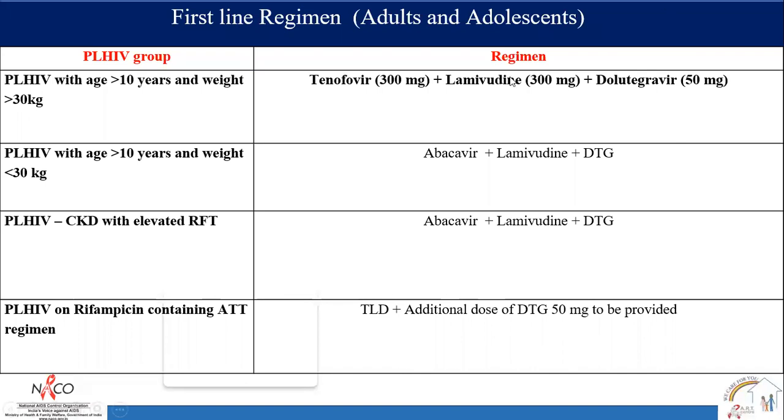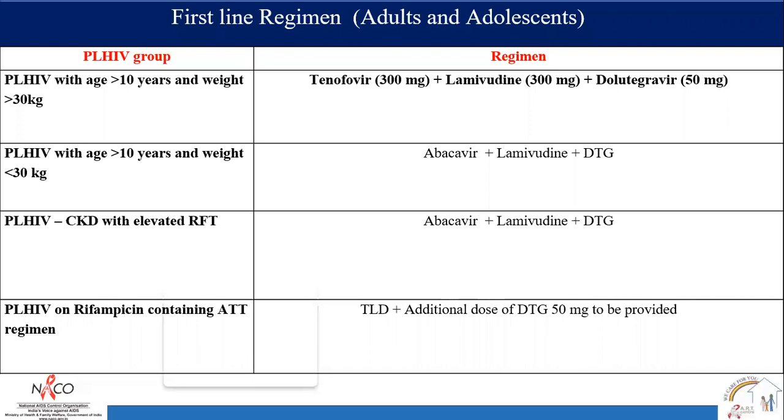So we have started the TLD regimen. The patient's viral load is still high, we call it a virological failure. The patient's CD4 count is still low, we call it an immunological failure. The patient is getting opportunistic infections, we call it a clinical failure.